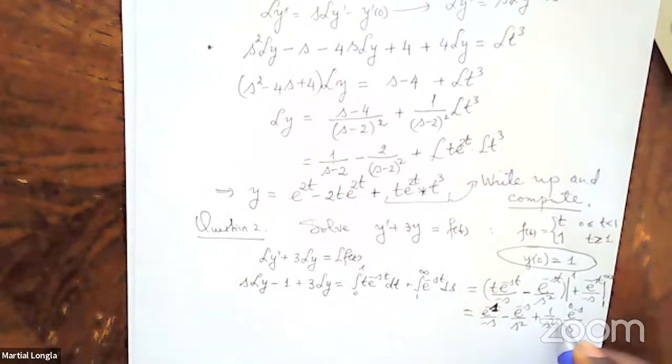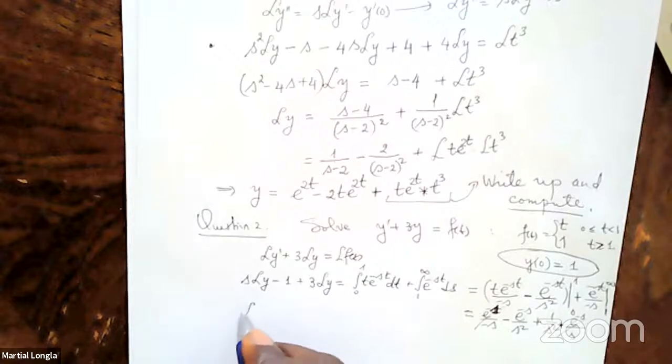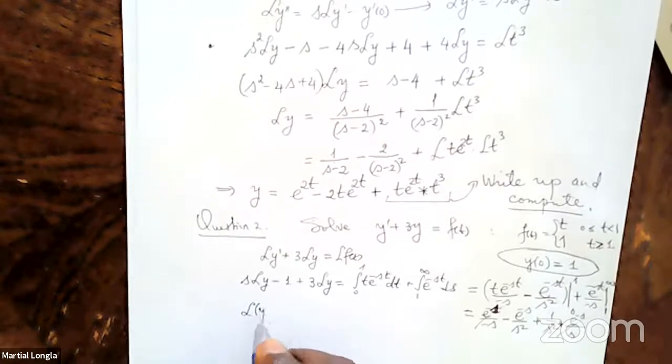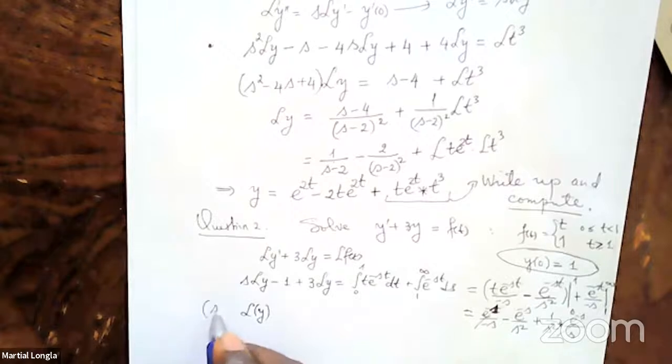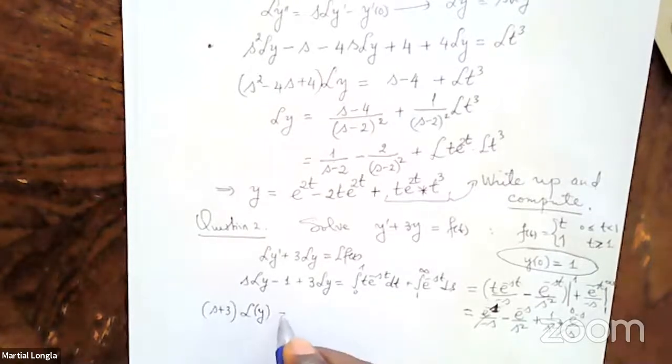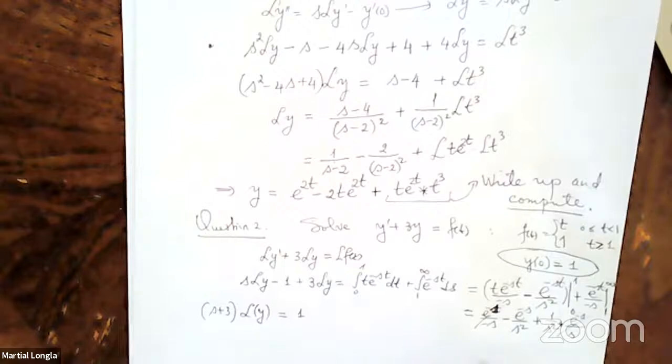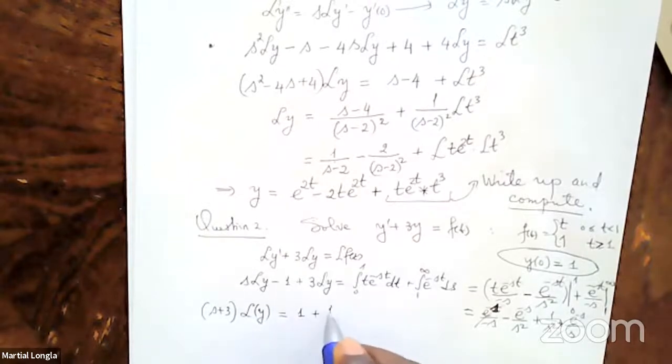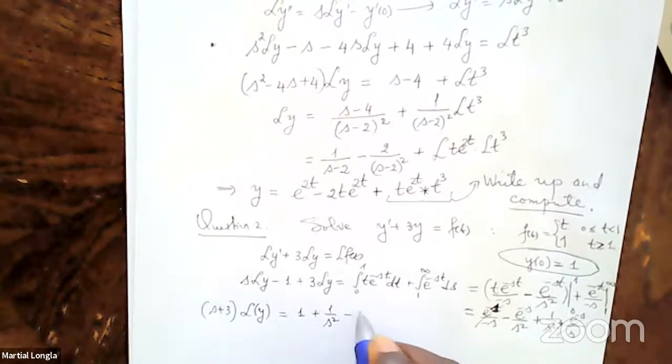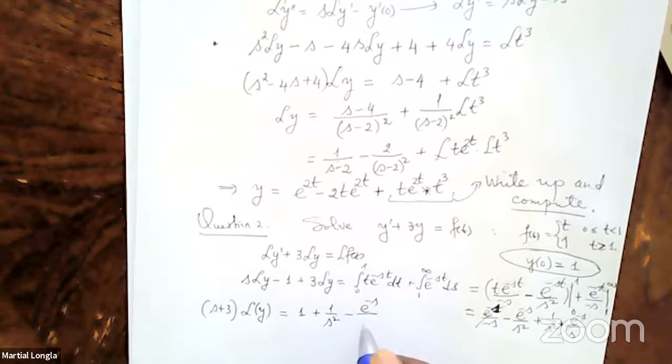Will the first and last two cancel out? This is plus, right? And this cancels with that. And so you get a plus transform of y times s plus 3 equals 1 plus 1 over s squared minus e to negative s over s squared.